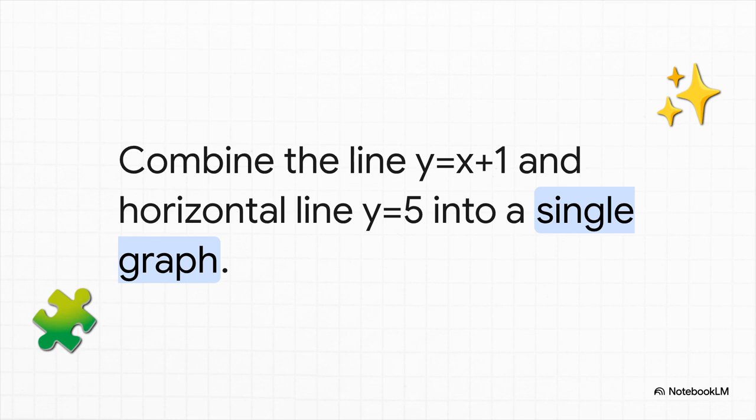And finally, step 3, we combine the pieces. Let's look at our overall canvas now. We've got an angled line coming up from the left, stopping at an open circle at 2, 3. And then, directly above that open circle, starting at a solid closed circle at 2, 5, we have a horizontal line shooting off to the right.